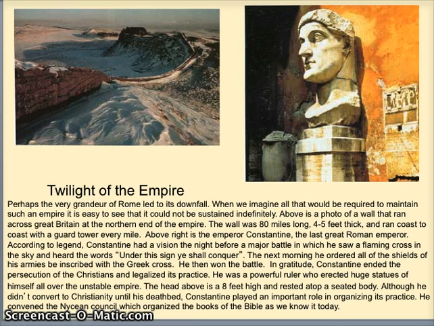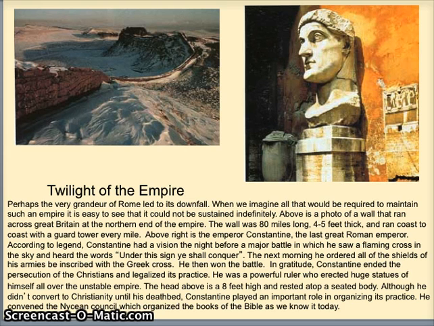Above is a sculpture of the Emperor Constantine, and he was the last great Roman emperor. According to legend, Constantine had a vision the night before a major military battle in which he saw a flaming cross in the sky, and he heard the words, "Under this sign ye shall conquer." Now this was when Christians were really persecuted and Christianity was illegal. But the next morning, Constantine ordered all of the shields of his armies to be inscribed with the Greek cross, and he won the battle. In gratitude, Constantine ended the persecution of the Christians, and he legalized the practice of Christianity.